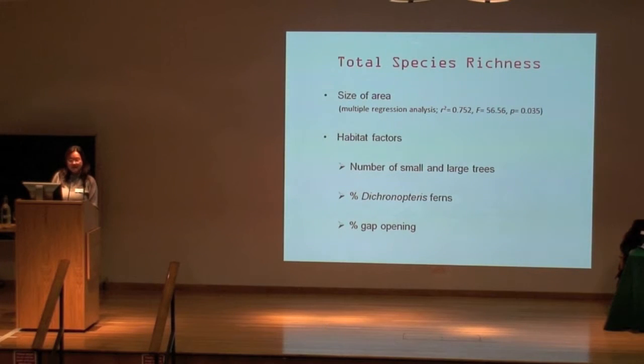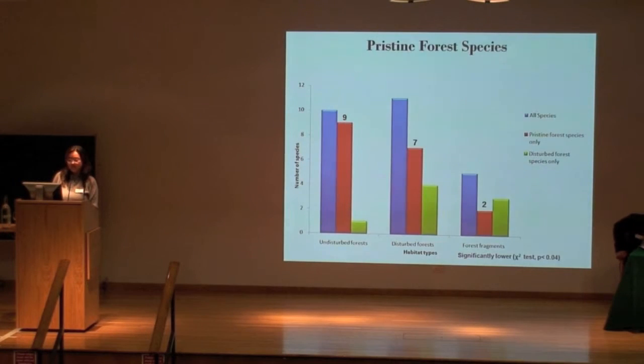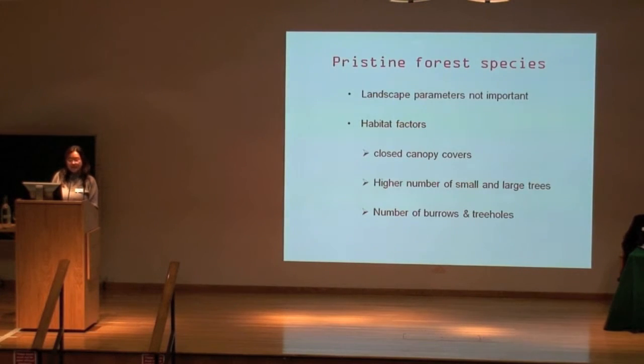And habitat parameters such as how many small and large trees you have, how many ferns you have, and what is the percentage gap opening. If you want more pristine forest species, those species which are only found in good forests, landscape parameters are not important, but things like closed canopy cover, high number of small and large trees, number of burrows and tree holes, these are all important features to have good forest species.